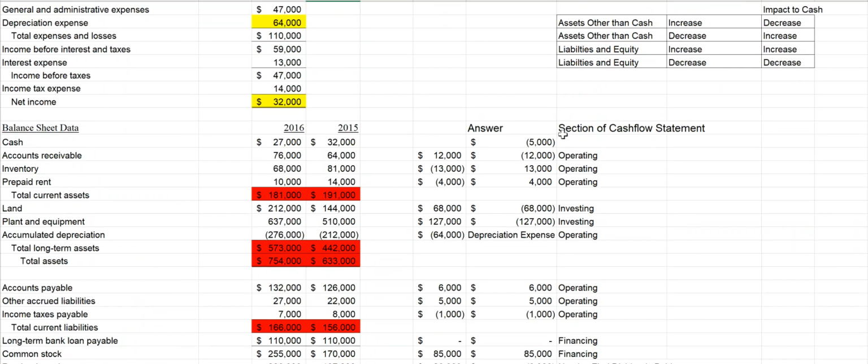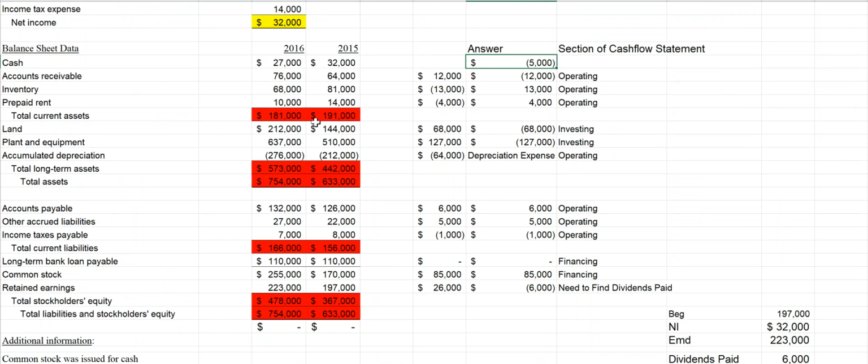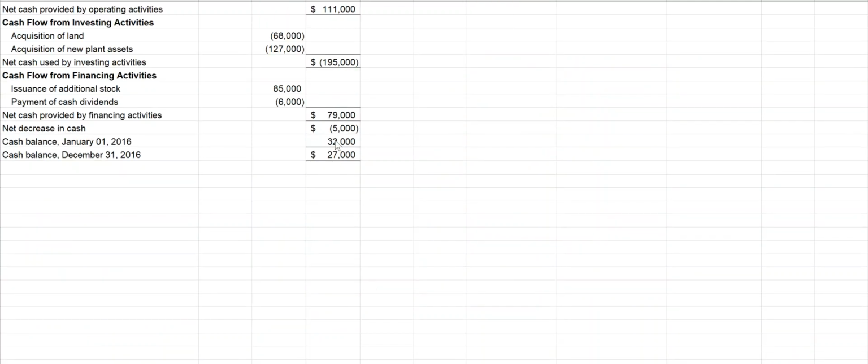So to double check, I have to make sure that I get my answer of $5,000. Then if I wanted to get my final balance, I could add the beginning balance. So my beginning balance in cash was $32,000. So 32 minus the 5 gives me my $27,000 balance in cash. So you can see that I ended up with my overall cash balance of $27,000.